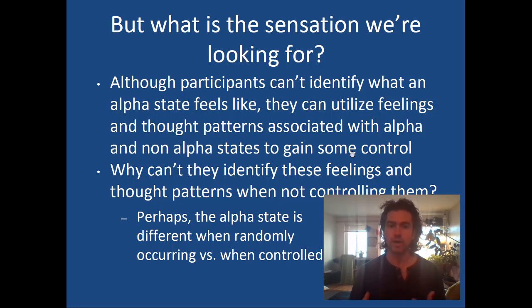But Black et al. really show pretty convincingly that the participants are really bad at being able to do any discrimination between the alpha and the non-alpha states. So why don't you get any transfer? Well, one possibility would be that the randomly occurring alpha states are actually quite different from the alpha states that are seen when the participant is trying to exert some kind of control.